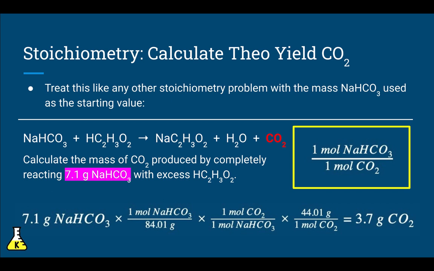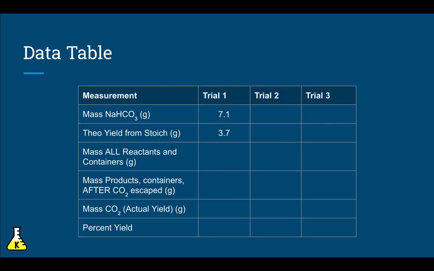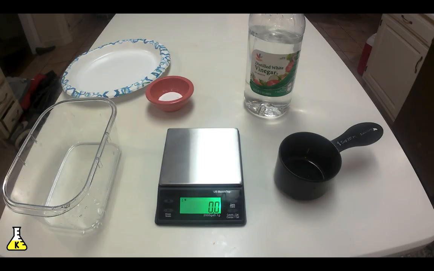Now, you may or may not get that quantity, but this at least gets us a target to expect. Before moving further, let's go back to our data table and update it with the new data that we've collected. We've determined that our theoretical yield from our stoichiometry would be 3.7 grams, and I've added that number in. Now that we were able to predict the amount of carbon dioxide our reaction should produce, our job now is to set up so that we can actually run the reaction to get the actual yield of our reaction.